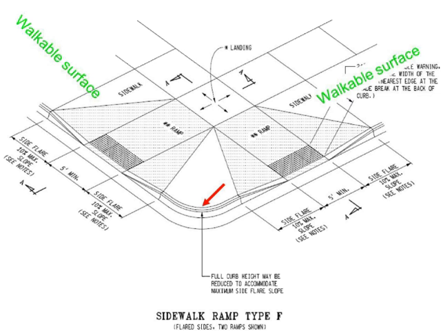So if you've got walkable surfaces on either side of the ramp, then you have to have a flare that's no more than 10% maximum slope. And if you've got side-by-side flared ramps like this, that means the curb at the center is going to drop a little bit lower in order to accommodate your flare.